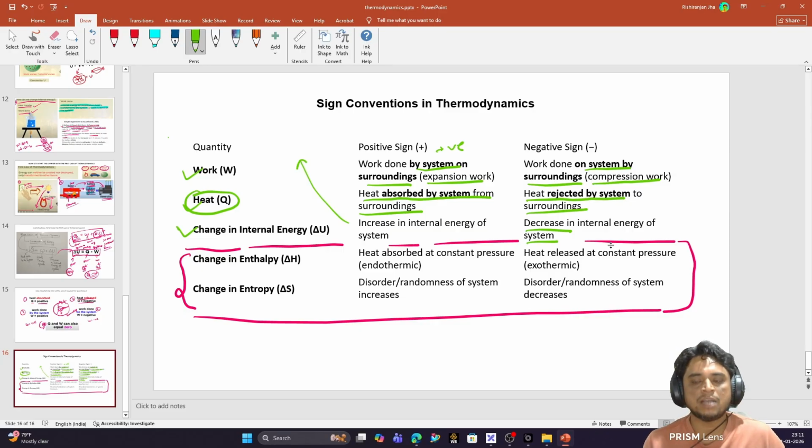The next video will be uploaded soon. It will be on the concept of heat engine and refrigerator, and we will also study the coefficient of performance. We will also study the efficiency of the heat engine.